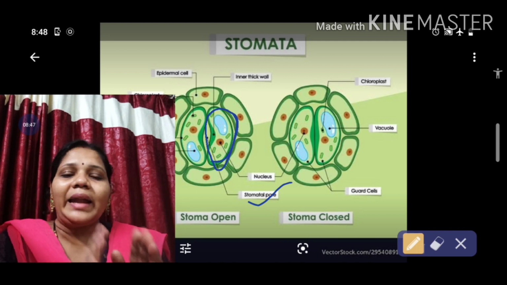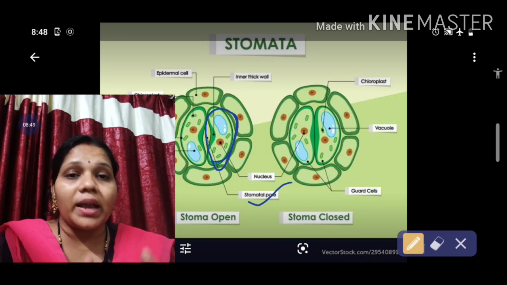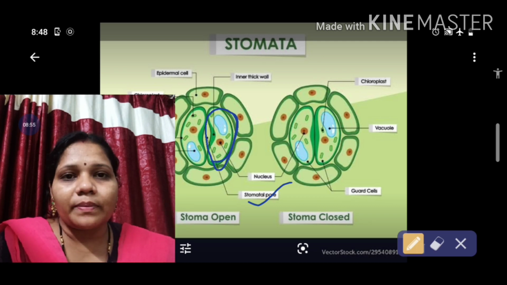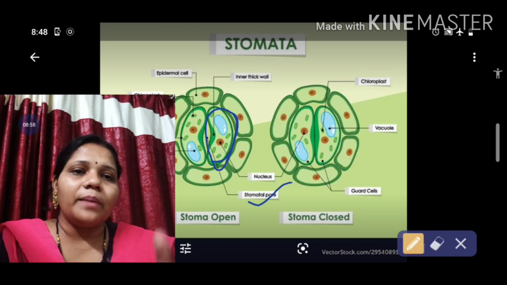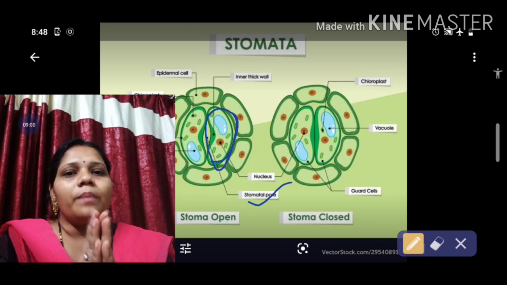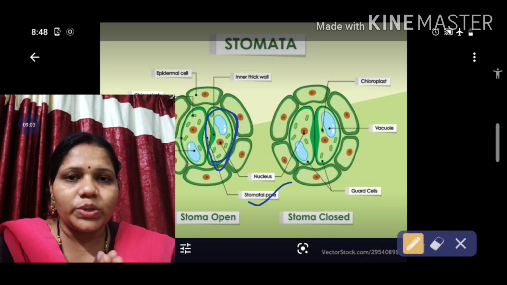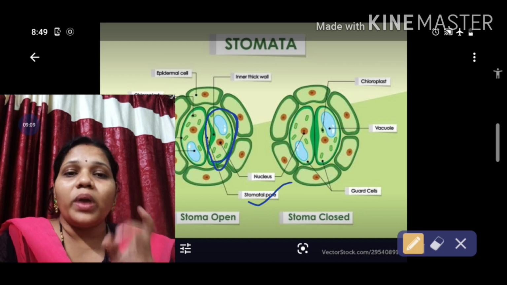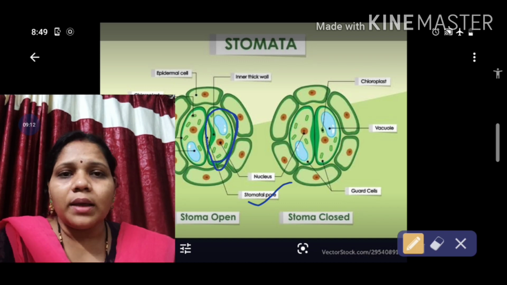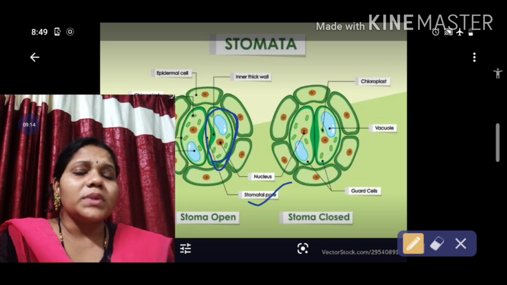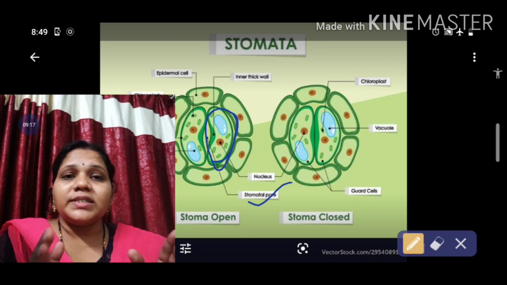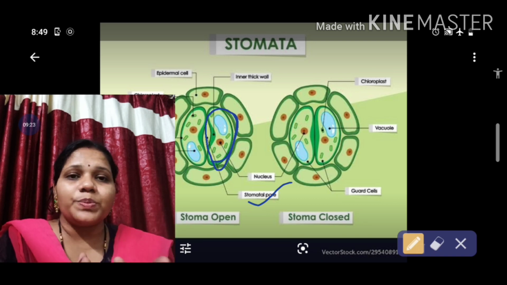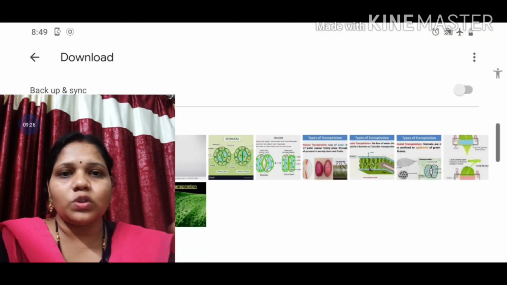But when the light is absent, what happens? Due to exosmosis, the cell becomes flaccid. When the cell becomes flaccid, the water comes out and the cells become flattened. That's why when the sunlight is present, the stomatal pores are open, and when the sunlight is absent, the stomatal pores are closed. Now, this is all about stomatal transpiration. The transpiration which occurs through the stomata is known as stomatal transpiration.